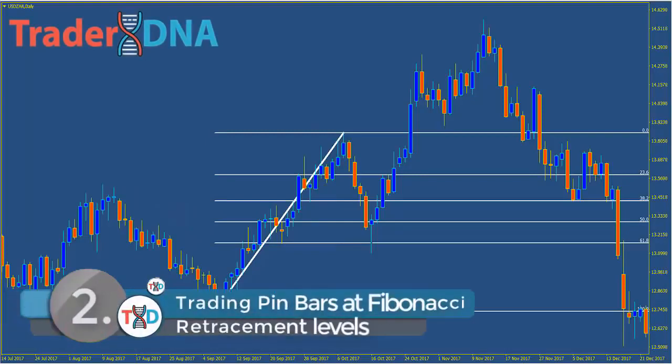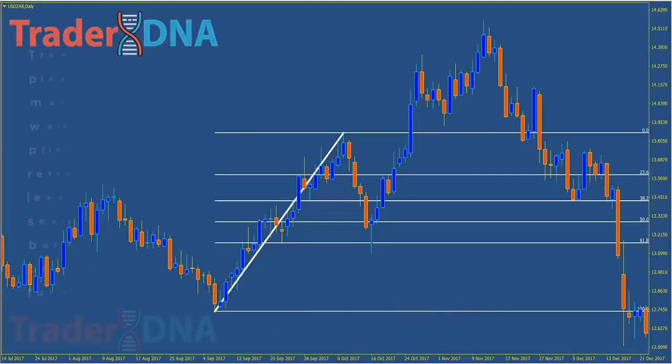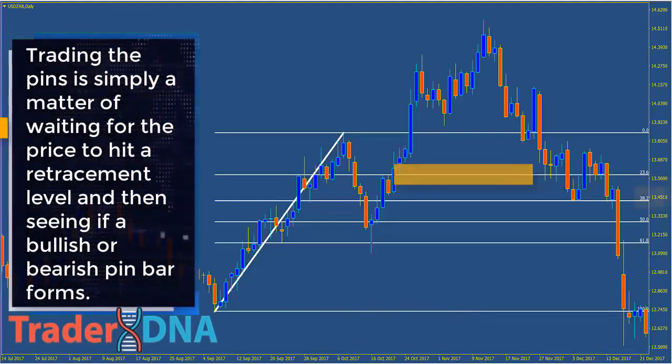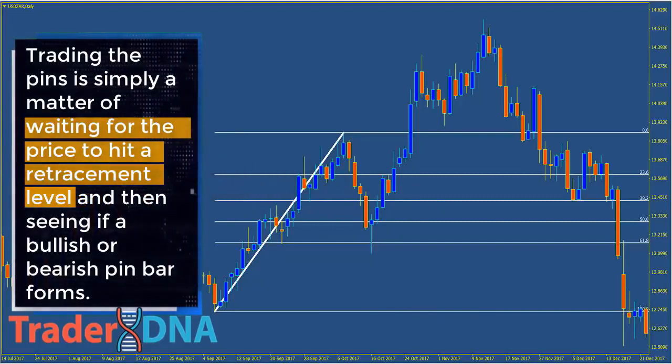Strategy number 2. Trading pin bars at Fibonacci retracement levels. You won't get as many trades as trading them at support and resistance levels because retracements don't occur that often. But the trade you do get will have a higher probability of being successful, which still makes it a worthwhile strategy. Trading the pins is simply a matter of waiting for the price to hit a retracement level and then seeing if a bullish or bearish pin bar forms.